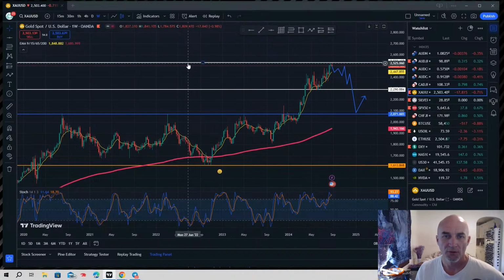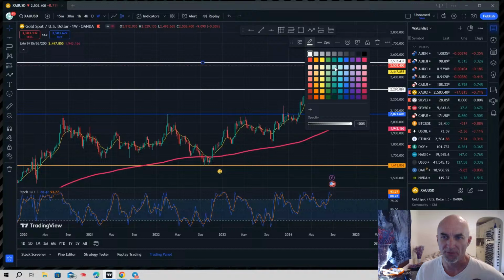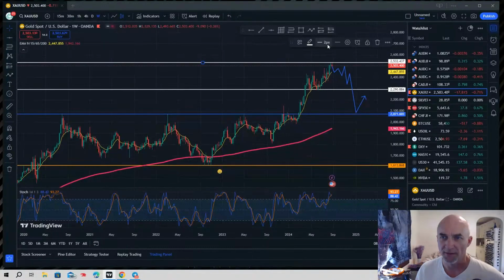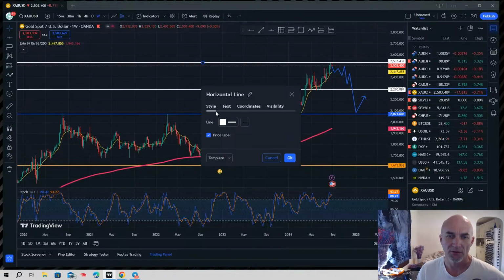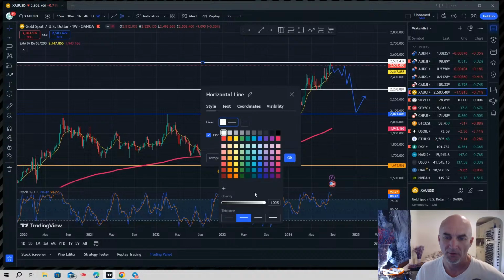So with the horizontal line, we have options. You can change it to any color you want, which we like to do a lot. So white, and then we can also go to settings. You can make it a skinnier line. You can make it a dotted line. Bam. Thickness is down here. Ooh, I like that.